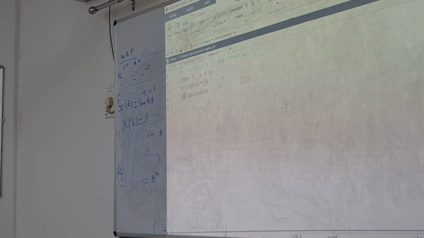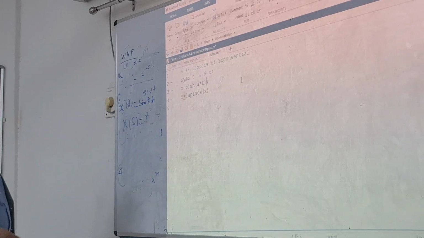Simply, this is a hyperbolic function. We can also find the Laplace transform of a hyperbolic function, x(t) equal to sinh(at). This can be found simply; the h is missing.